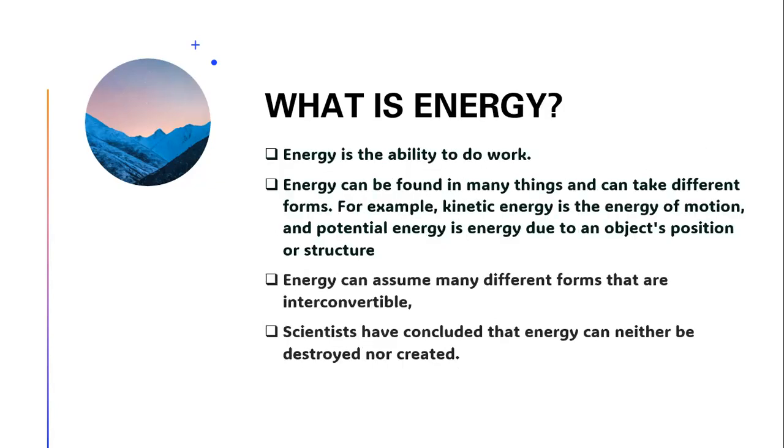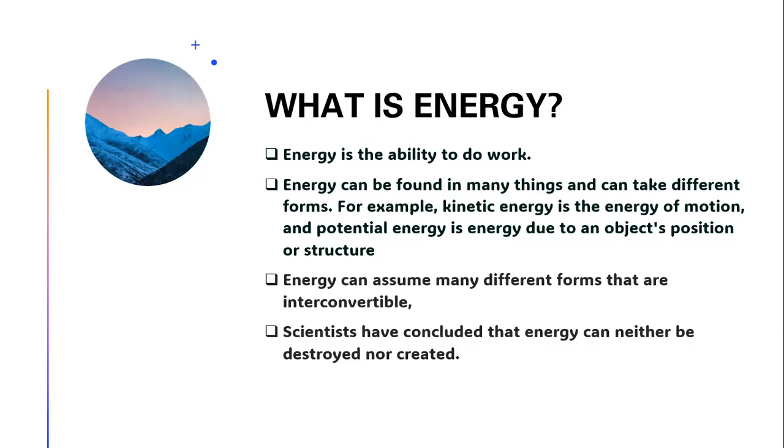Next, we are going to discuss energy. What is energy? Energy is the ability to do work. Energy can be found in many things and can take different forms. For example, kinetic energy is the energy of motion, and potential energy is the energy due to an object's position or structure. Energy can assume many different forms that are interconvertible. That is, you can go from one form to another form.